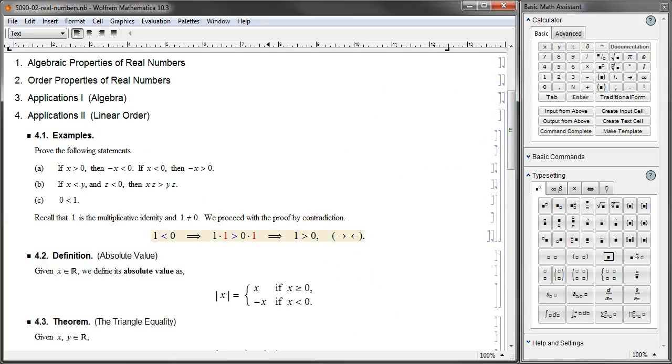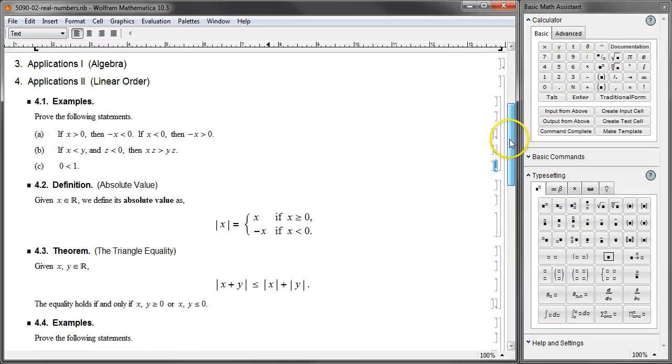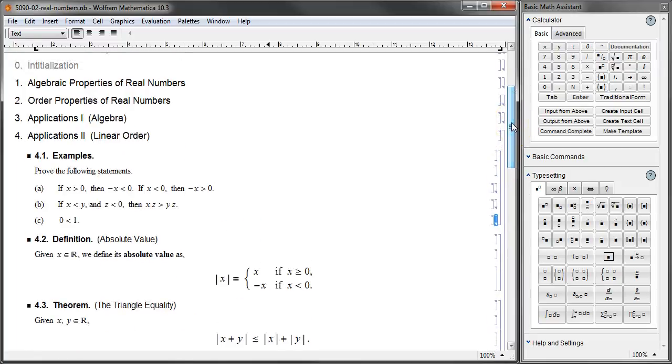So what do we get? We get 1 is greater than 0. Wait a minute. If we assume 1 is less than 0, then we end up with 1 is greater than 0. That's a contradiction. Consequently, this is not true. 1 is not less than 0. We know 1 is not equal to 0. Consequently, 1 has to be greater than 0. There can be other proofs, but this one works out. Don't worry, I'm not going to write this kind of problem in the exam.